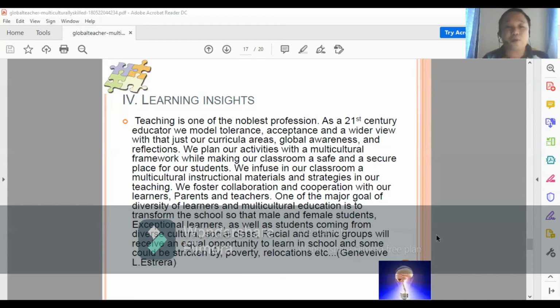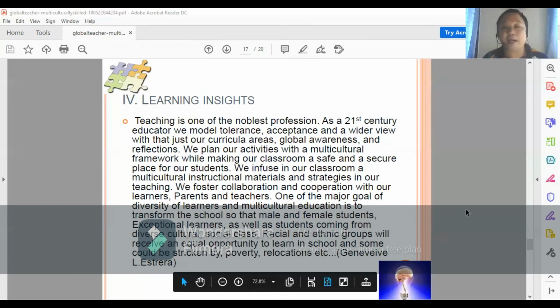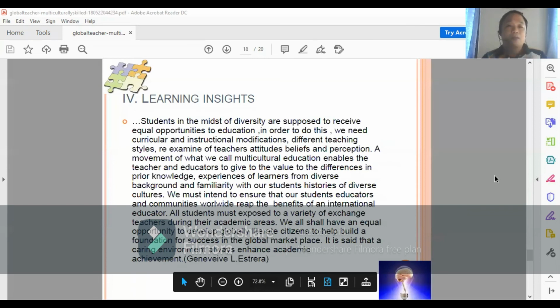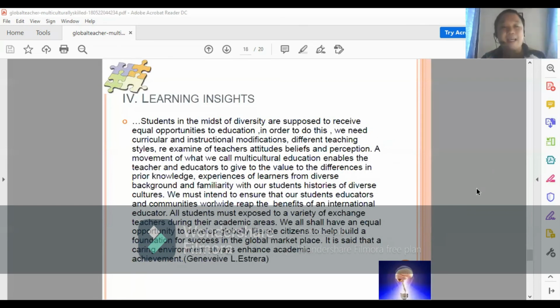One of the major goals of the diversity of learners and multicultural education is to transform the school so that male and female students, exceptional learners, as well as students coming from diverse cultural, social class, racial, and ethnic groups will receive an equal opportunity to learn in school, and some could be stricken by poverty, relocation, etc. The last insight is from Genevieve Estrella.